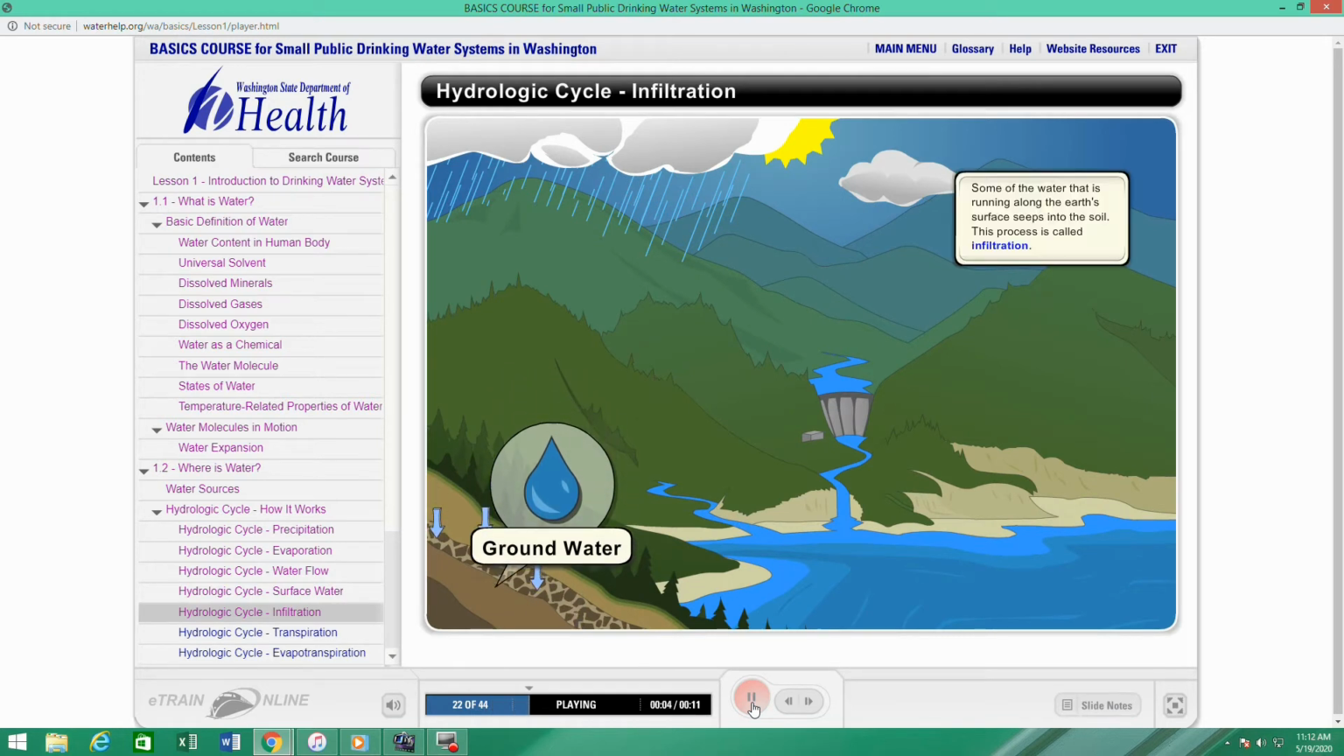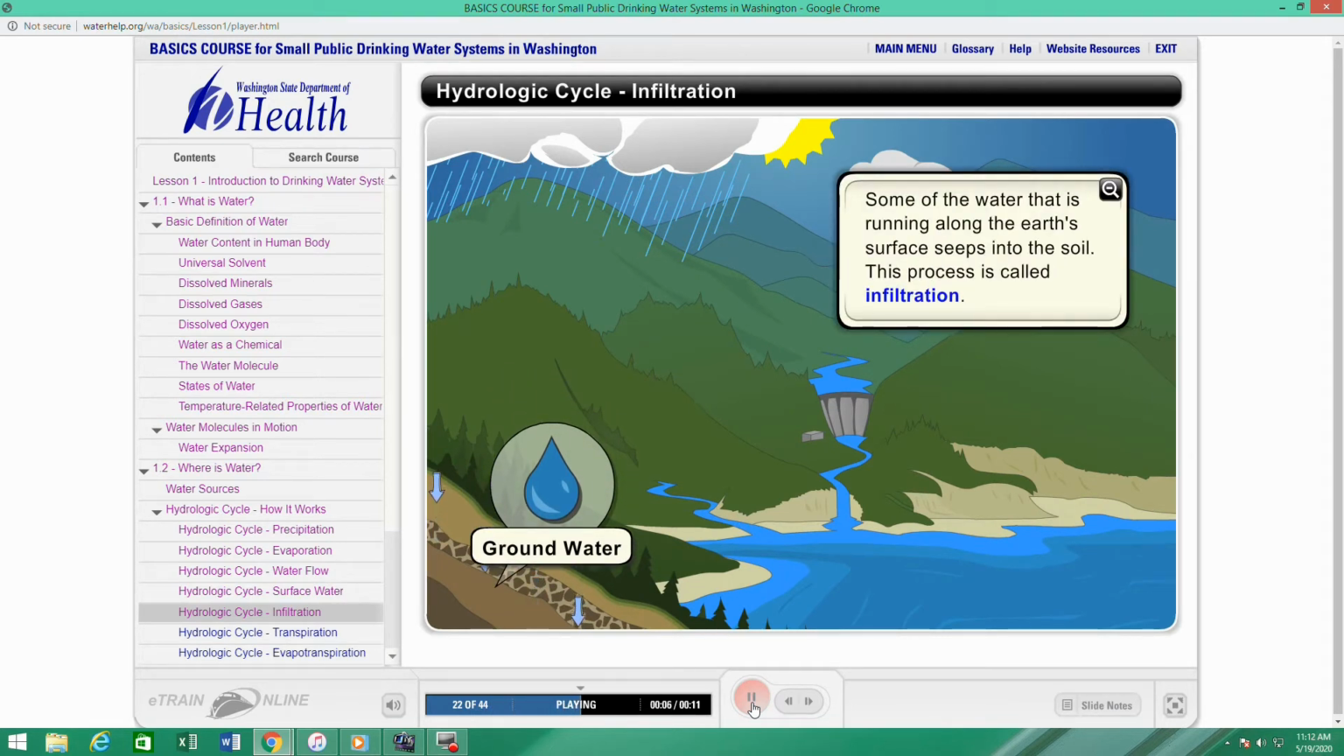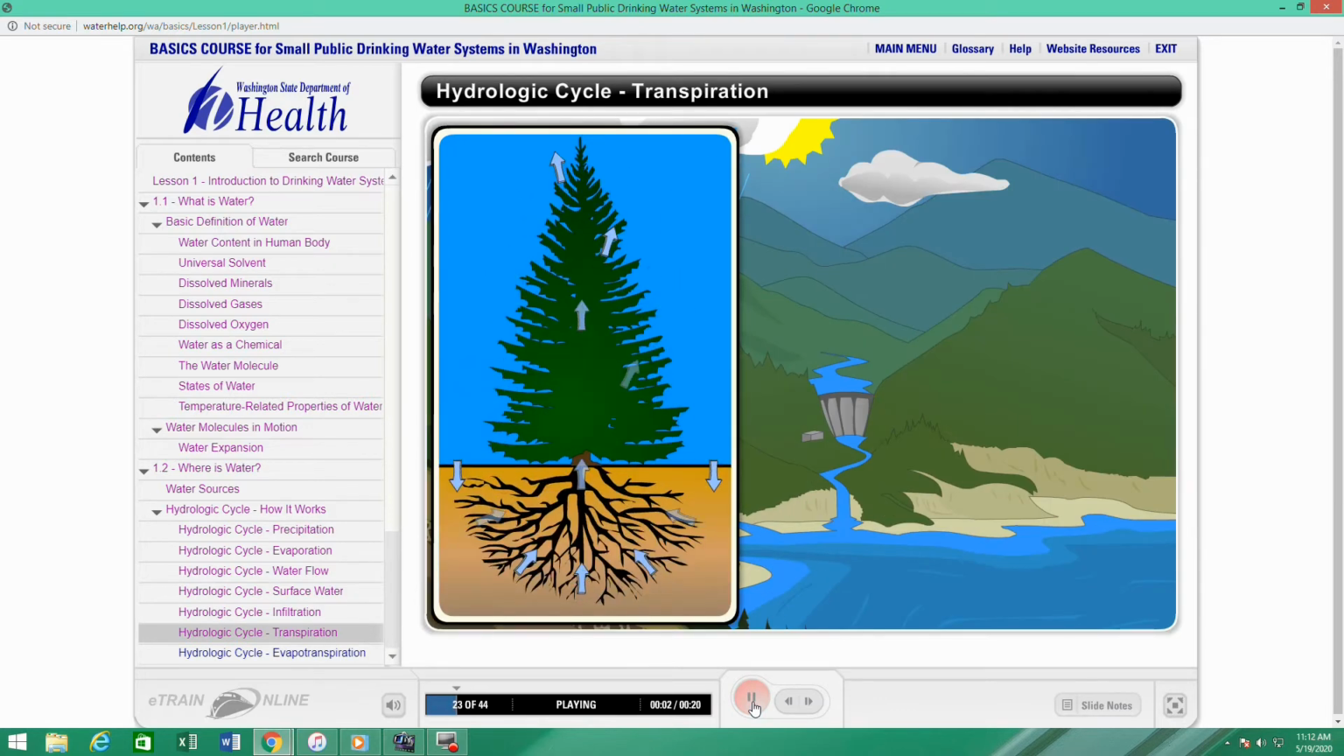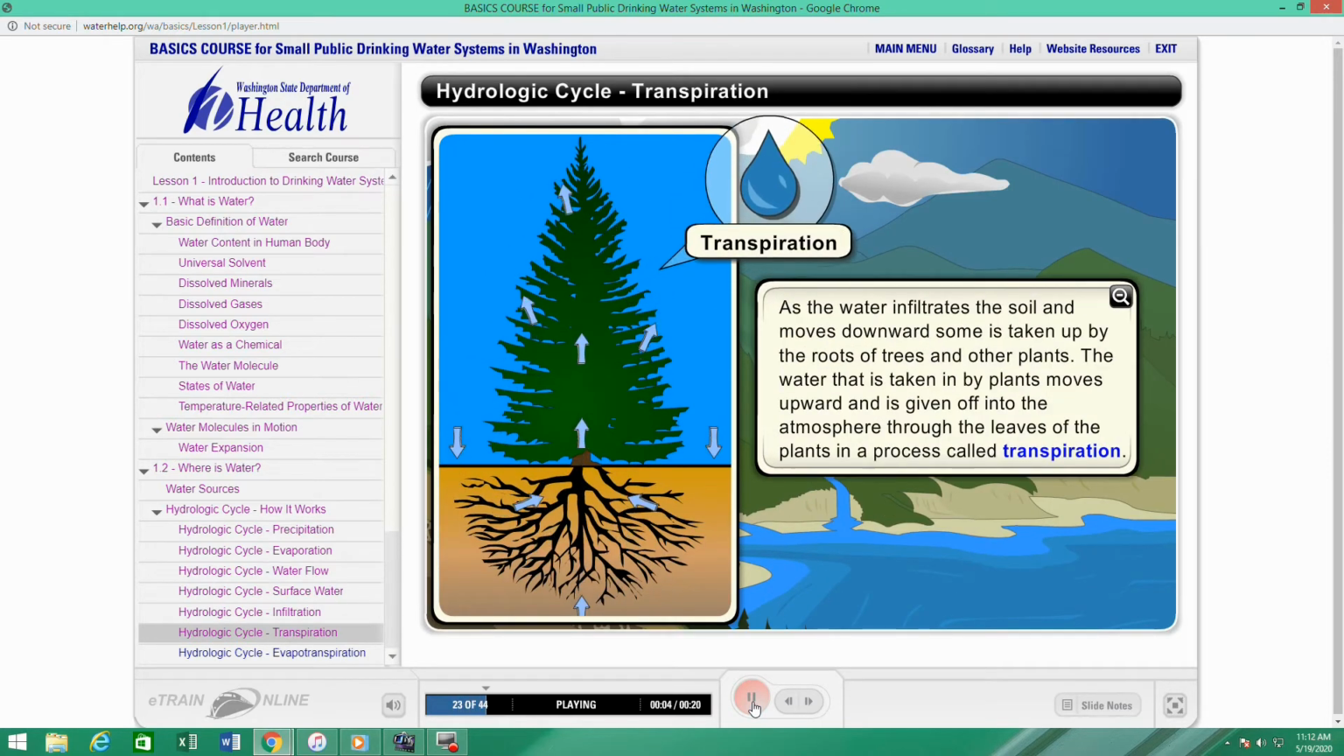Some of the water that is running along the Earth's surface seeps into the soil. This process is called infiltration. As the water infiltrates the soil and moves downward, some is taken up by the roots of trees and other plants. The water that is taken in by plants moves upward and is given off into the atmosphere through the leaves of the plants in a process called transpiration.